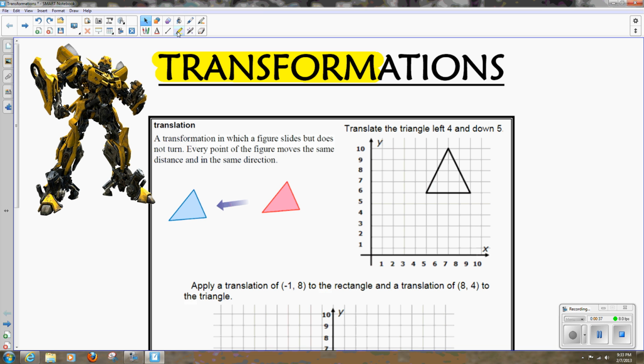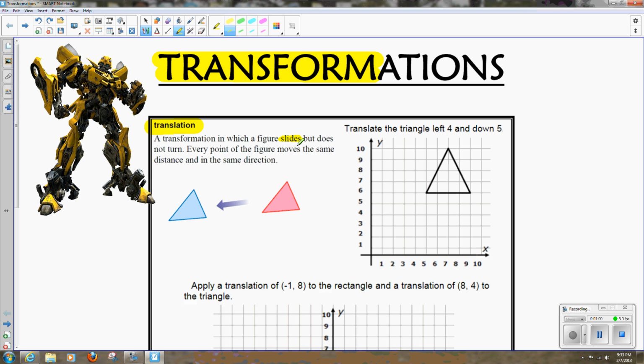So the first transformation that we're going to look at today is a translation. And a translation is a transformation in which a figure slides but does not turn. Every point of the figure moves the same distance and in the same direction. You've learned about these kinds of transformations before.